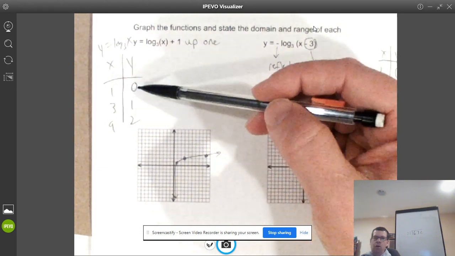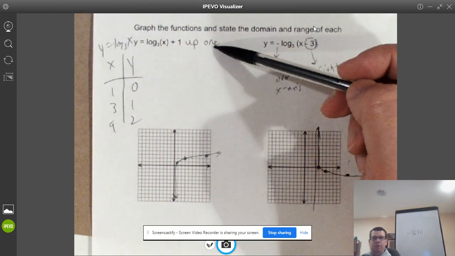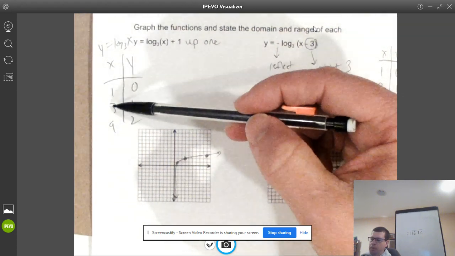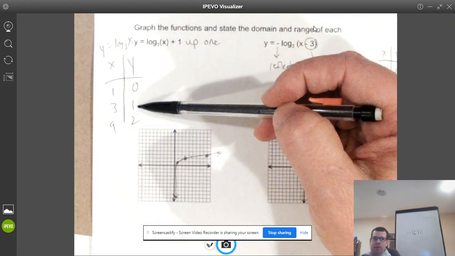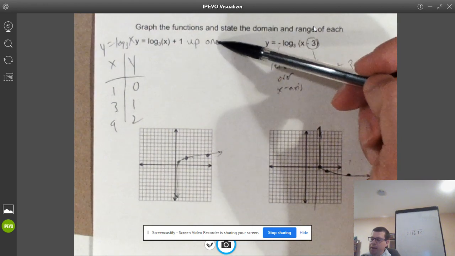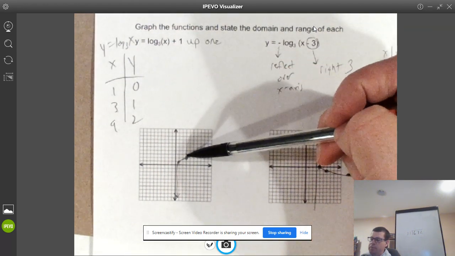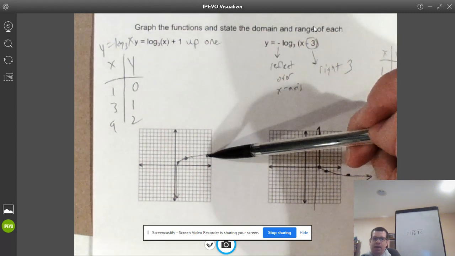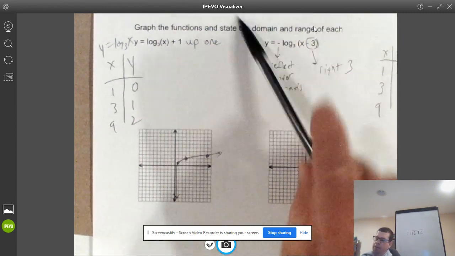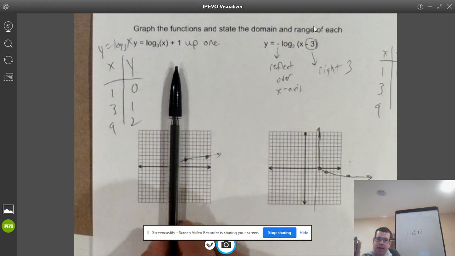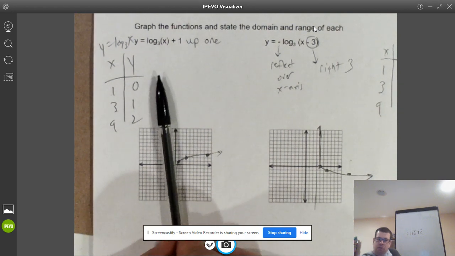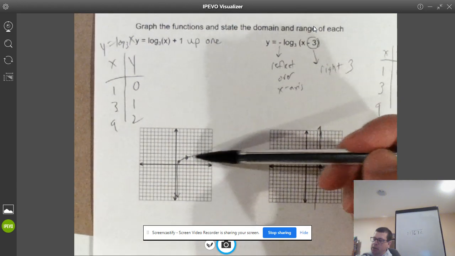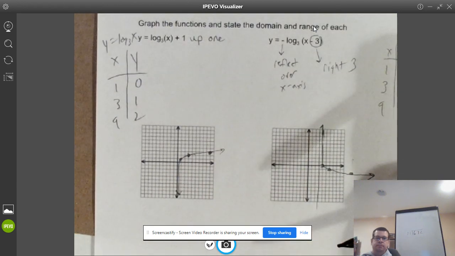So 1, 0 is in my parent. I want to shift that up 1. That became 1 comma 1. 3 comma 1 was in my parent function, so I shift that up 1. That became 3 comma 2. And 9 comma 2 shifted up 1 became 9 comma 3. And if I have an asymptote and I shift it up or down, it doesn't change. So my asymptote is still the y-axis, and there's my graph.